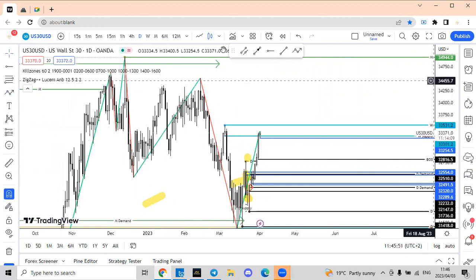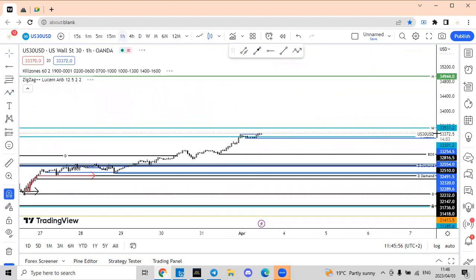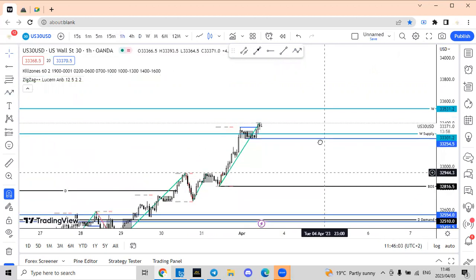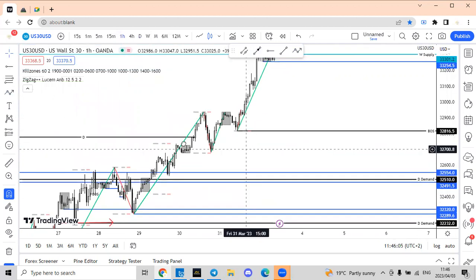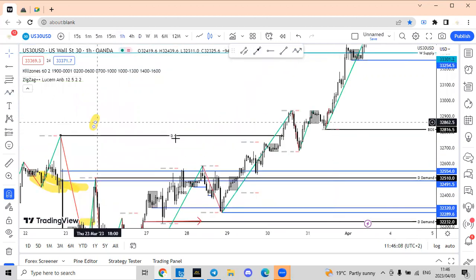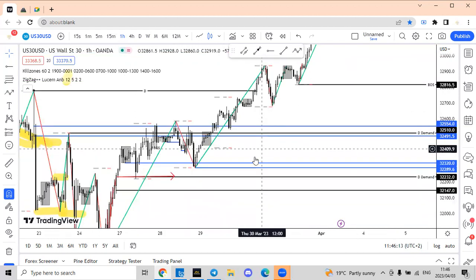So since we are inside a daily order block, we can expect price to react from that. So for a re-entry, for continuation, is that price can come to this demand. You see this daily demand. There's another daily demand here, and there's another daily demand here.